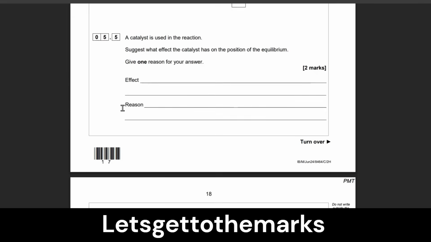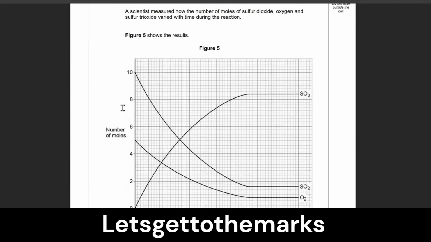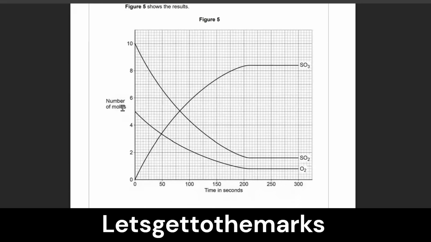Bosh. We're on to the final question, which is just about, because I've been waffling far too long. Oh, no, we're not. A scientist measured how the number of moles of sulfur dioxide, oxygen, and sulfur trioxide varied with time during the reaction. Figure 5 shows the results, number of moles against time in seconds. We can see the number of moles of oxygen and sulfur dioxide decreased and the number of sulfur trioxide increased, but all of them got to a position where they no longer change.